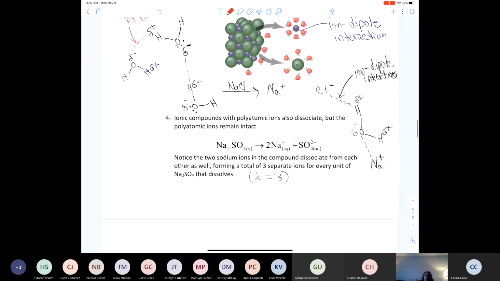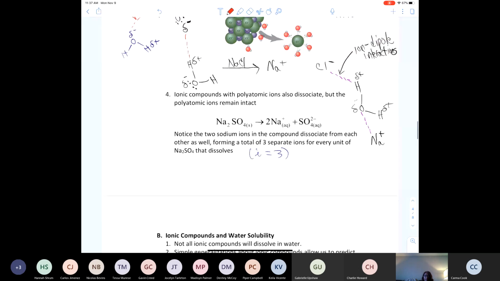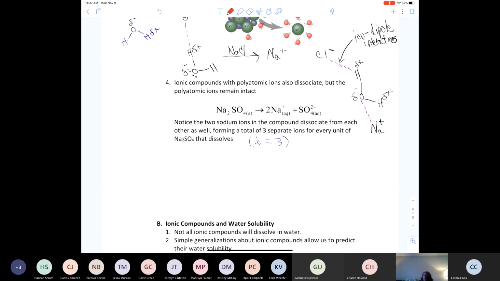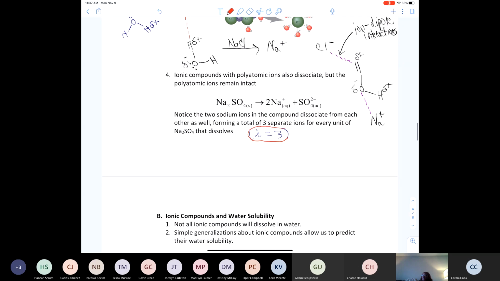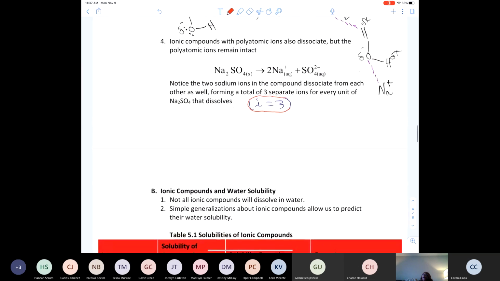And so sodium chloride is a salt, but there are many other salts that contain polyatomic ions, like sodium sulfate, which is also an ionic compound. But when it dissociates, it will dissociate into 2 sodium ions and 1 sulfate polyatomic ion. And so its Van't Hoff factor will be 3: the 2 sodiums plus the 1 sulfate. And so 3 ions will separate per 1 molecule of this sodium sulfate. And so those will also form ion-dipole interactions in a sample of water.